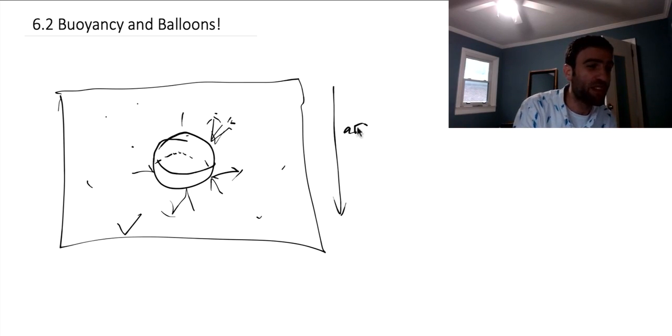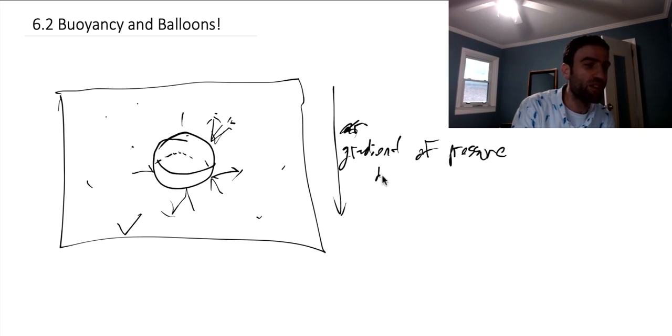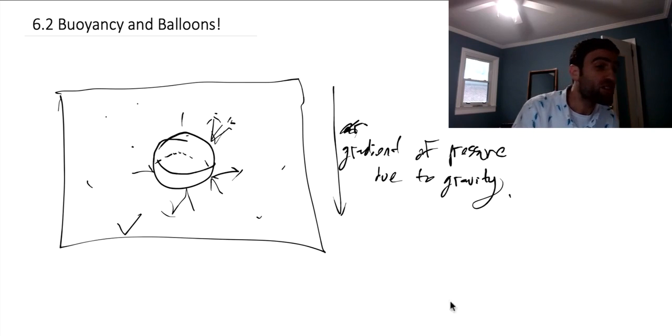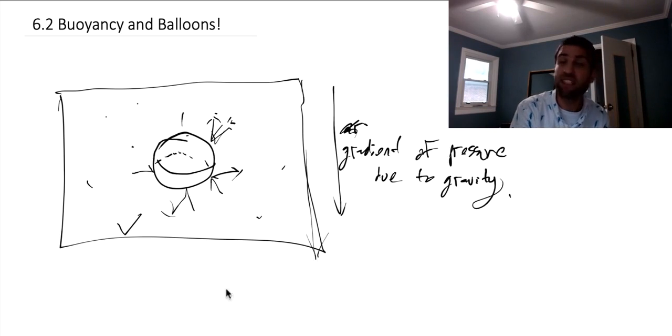So I'm going to say there's a gradient of pressure due to gravity. Okay. Maybe you've experienced this while swimming underwater. For instance, if you dive to the bottom of a pool, it feels like there's more pressure on you than if you're floating just below the surface, right? And so, in fact, as you go down in a fluid, the pressure tends to increase, right?